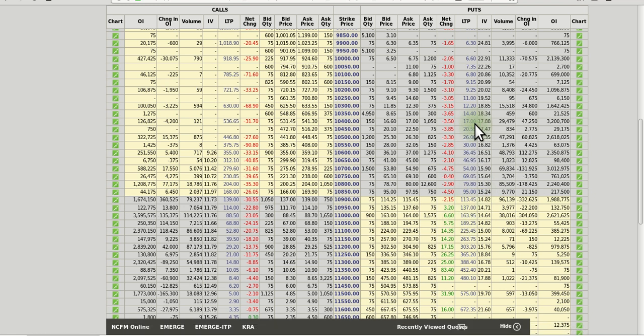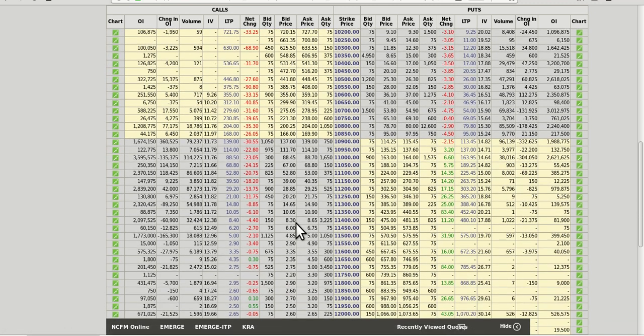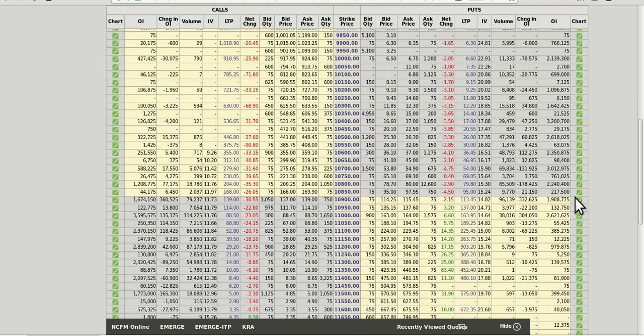Also, one thing I observed is that far out of the money calls and puts were priced very low. Maybe it is because expiry is after 4 days, and as these are priced by the Black and Scholes formula, they will adjust themselves to the correct value. So this was the difference that I observed.